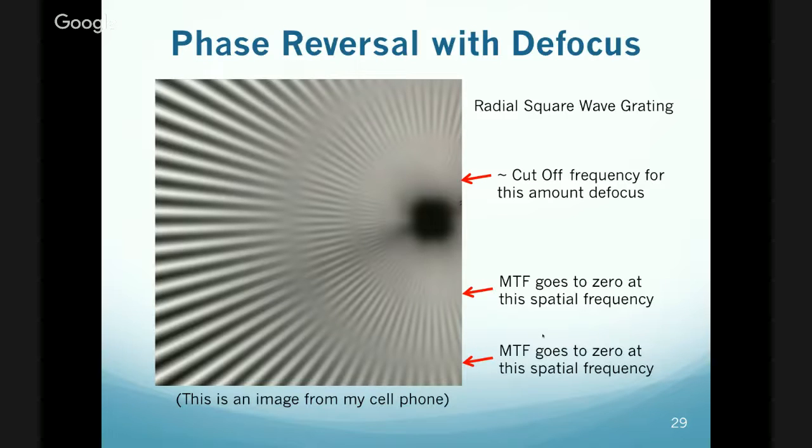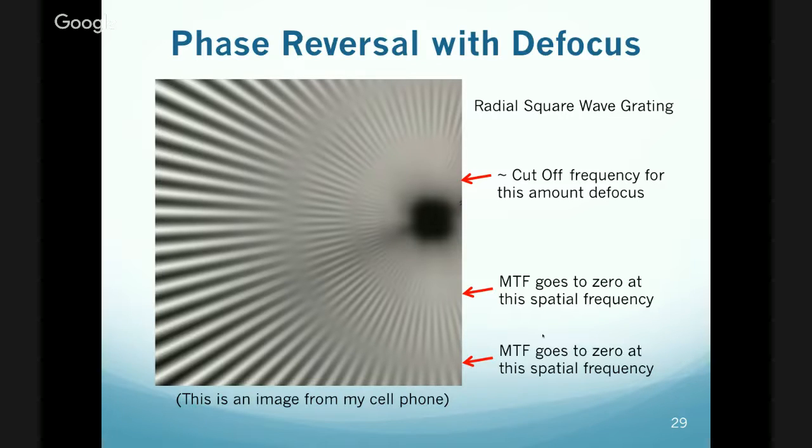And if you look very carefully at that image, this is kind of a fun image to look at, you'll see that the dark lines go to 0 contrast and emerge as white lines. That's what we mean by a phase shift. That's when a white line becomes a dark line. And so that is where the MTF goes to 0 at that particular spatial frequency. If you study this image, you can see 1, 2, and actually 3 phase reversals as you move toward the center, and you can see where the cutoff frequency is for that amount of optical defocus in my cell phone.